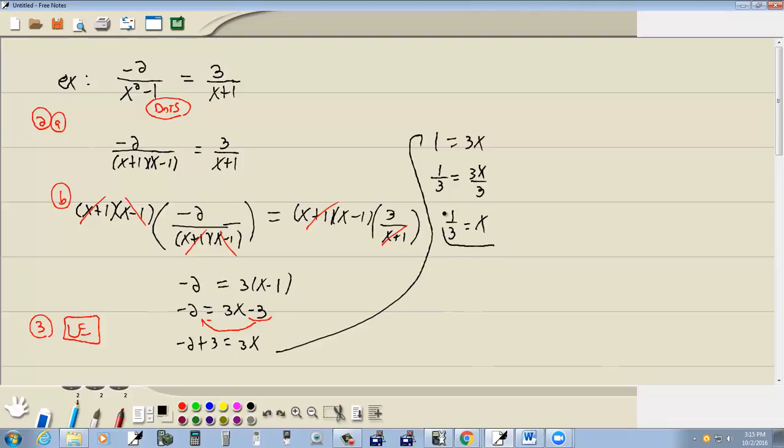Maybe. Remember I said you have to semi-check your answer. So you have to plug that back in the original equation. Make sure it doesn't cause the denominator to equal 0. 1/3 squared minus 1, I don't know what it is, but it's not 0. And over here, 1/3 plus 1, that's not 0. So this answer is okay.